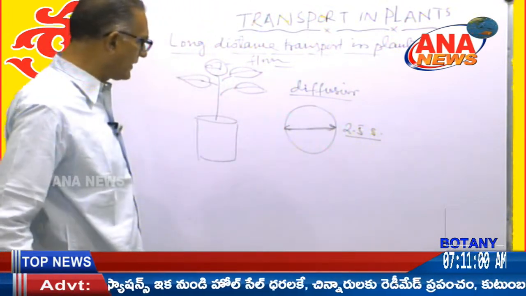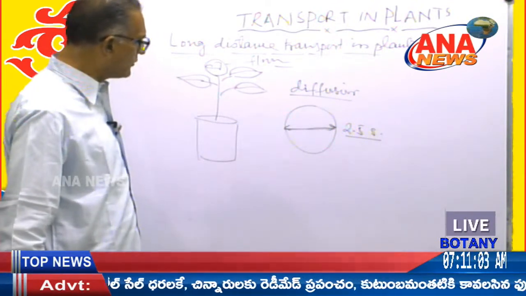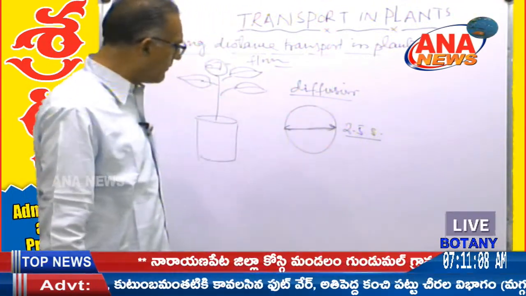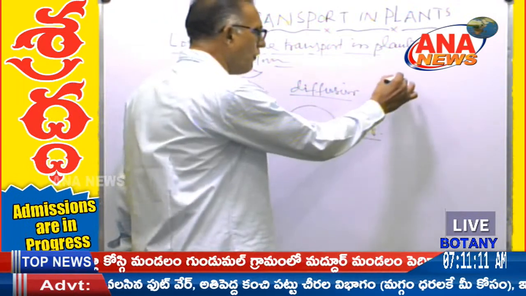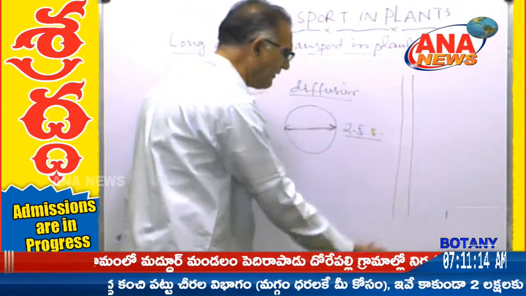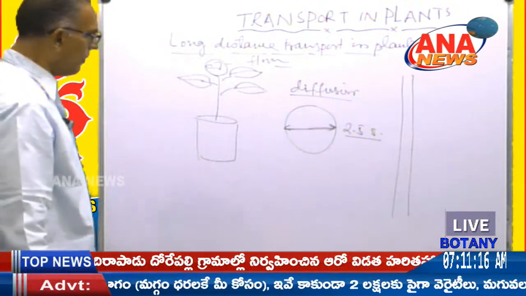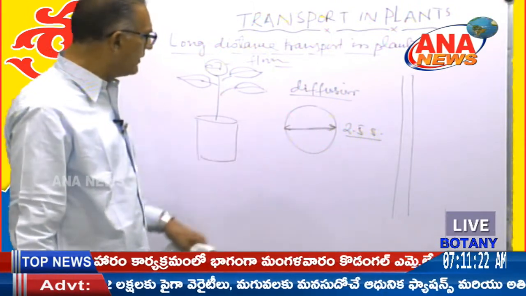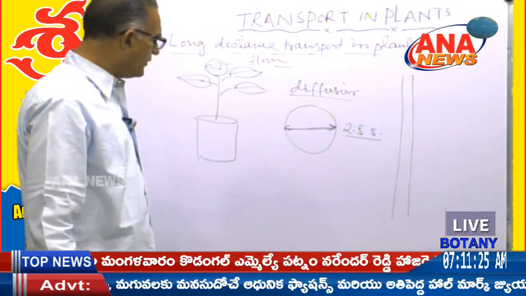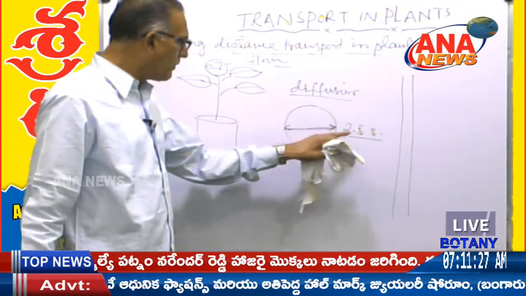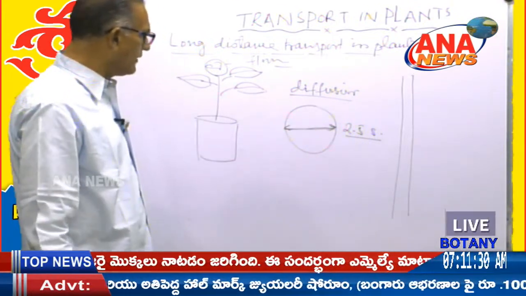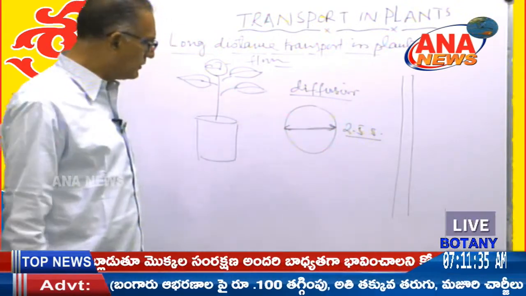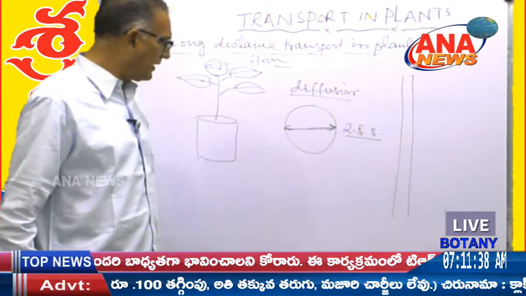Let me calculate how much time it requires to move the substances up to 1 meter. Hence, diffusion does not account for long distance transport. It does not satisfy long distance transport. By diffusion, the movement of substances across the cell takes 2.5 seconds. So let me think about how much time it would require to move the molecules or substances over 1 meter in the plant.